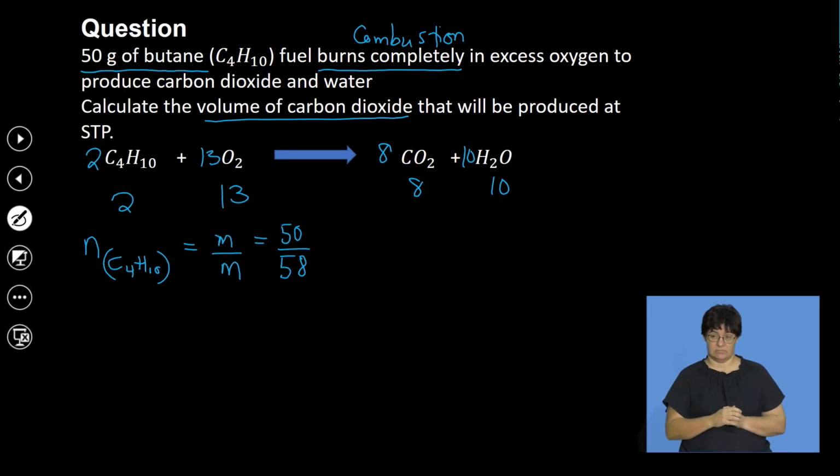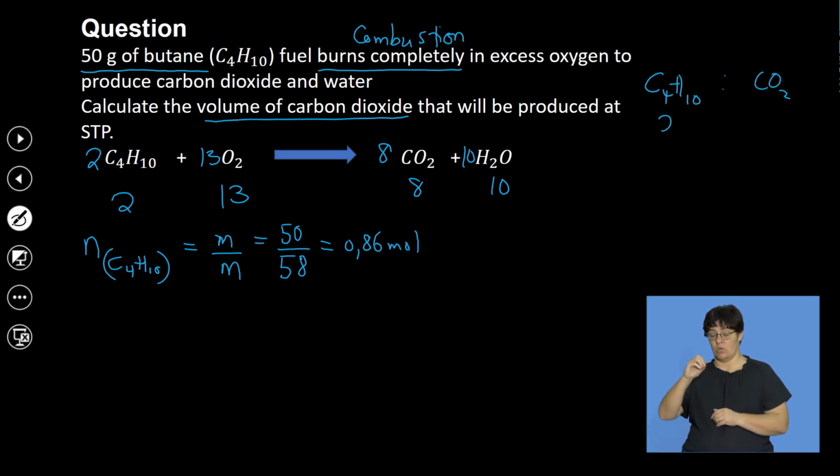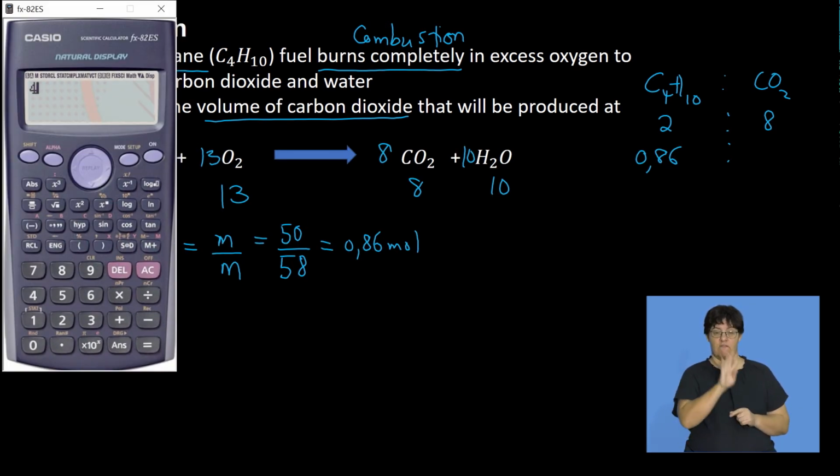So this is 0.86 mole, right? Okay, now we want the volume of carbon dioxide. So 2 moles of butane produce 8. So the ratio of butane, C4H10, to carbon dioxide is 2 is to 8, right? So if we've got 0.86, okay, it will give us what? 4 times that.